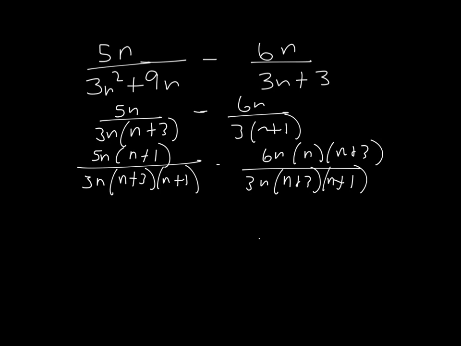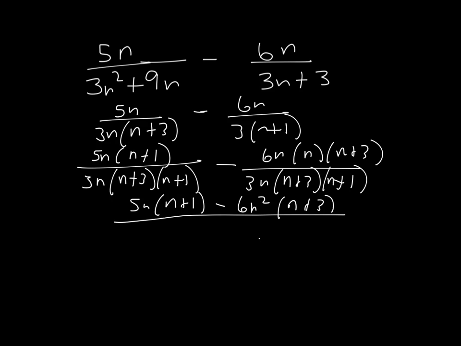Then we end up with, let's see, how do we want to do this? We're just going to write it 5n, n plus 1, getting a little messy here, hold on. 5n, n plus 1, minus 6n squared, n plus 3, all over 3n, n plus 3, n plus 1.